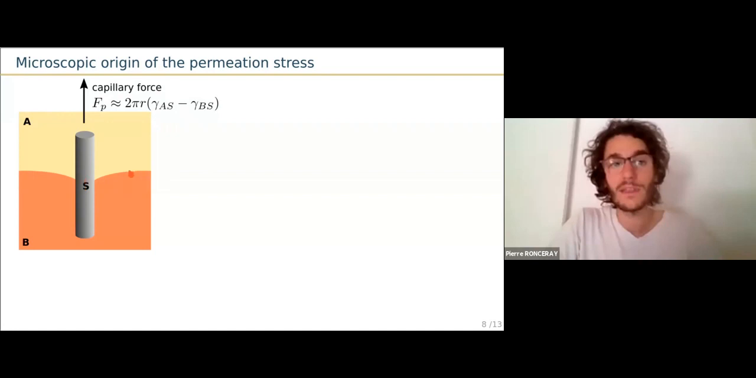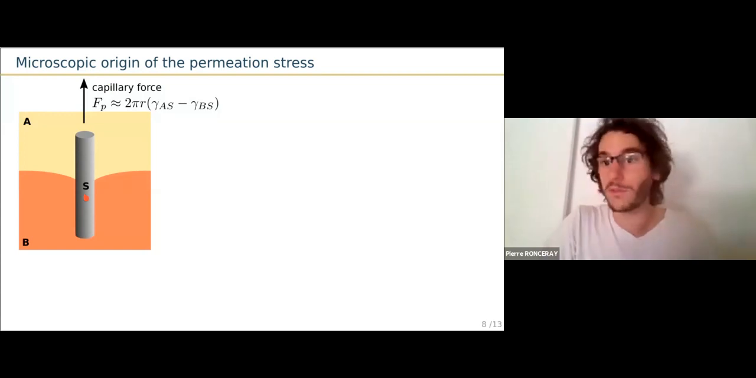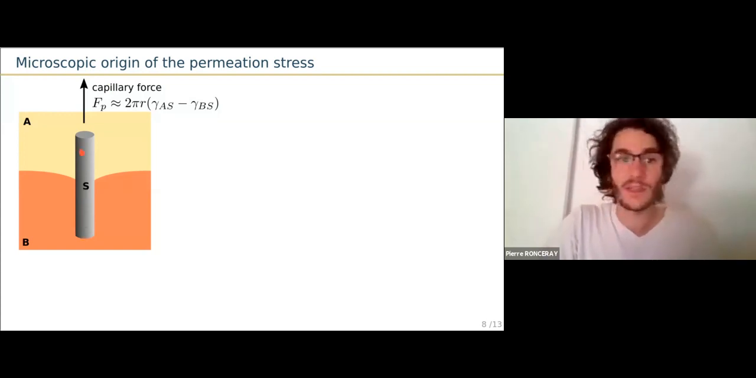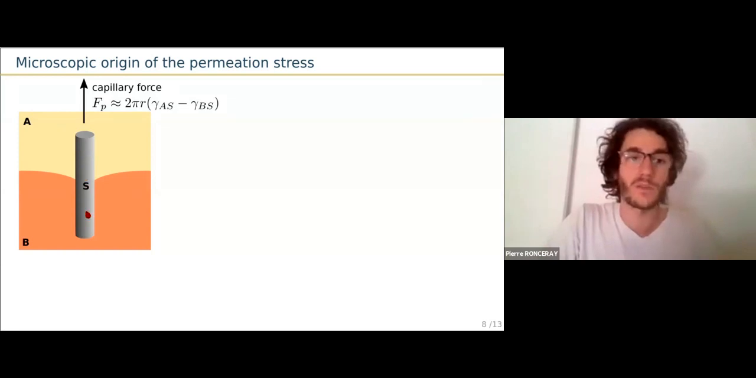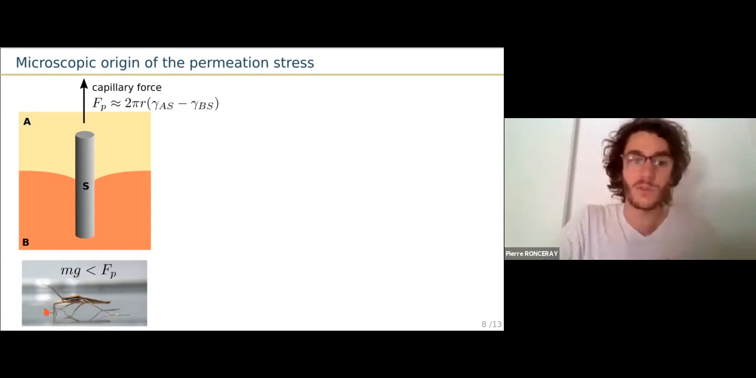And that meniscus, in turn, induces a capillary force on the filament that pushes it out of the liquid that dislikes the solid the most, and into the one that likes it the most. It's using this capillary force that some insects are able to walk on water. They use the fact that their weight is smaller than this capillary force.